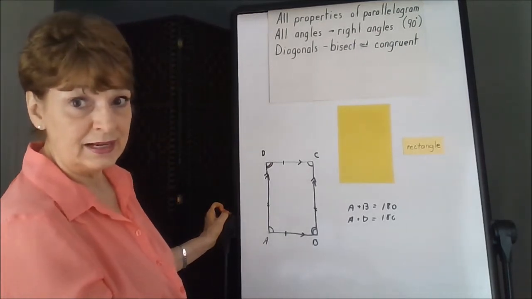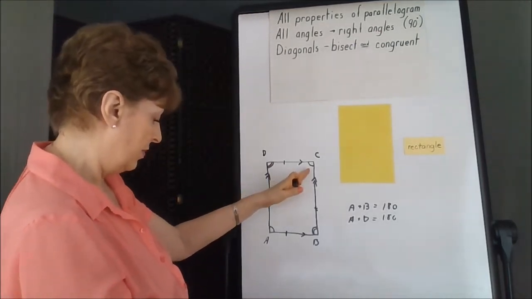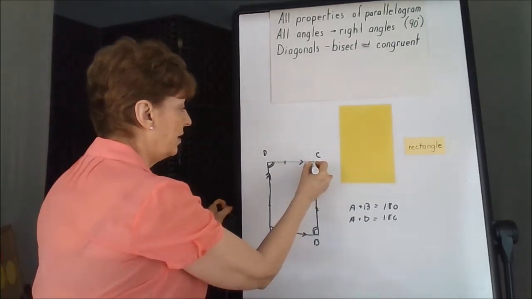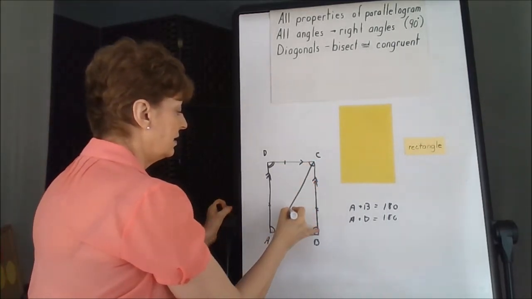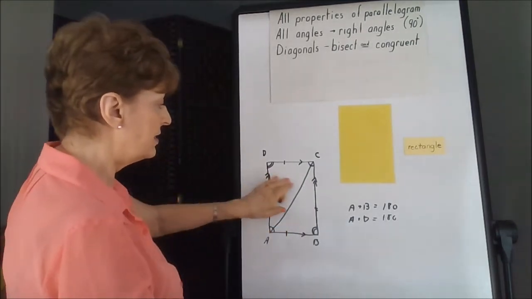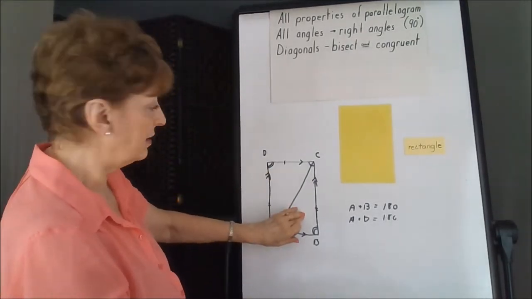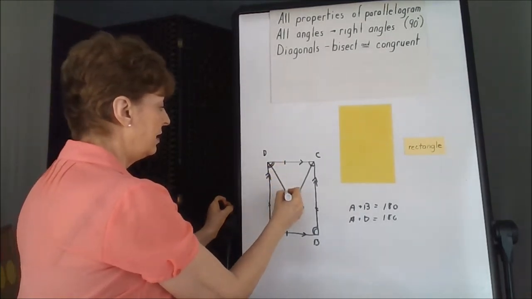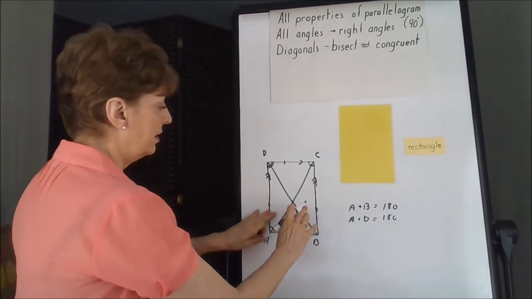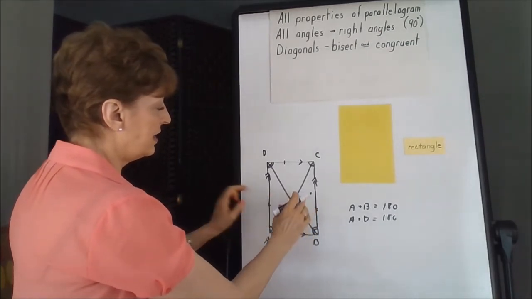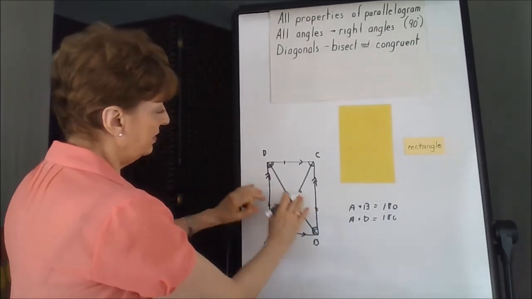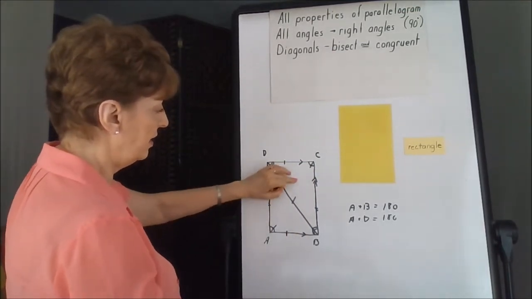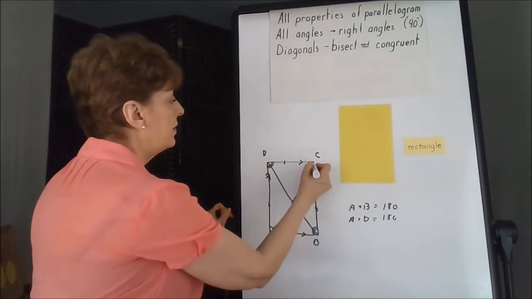Also, the diagonals bisect each other. So if I took one of these, I would cut this into two congruent triangles. And if I went from D to B, here would be the two congruent triangles on that one. Remember that this line would be off. Then we have our two triangles here, triangles there. Let me put this diagonal back.